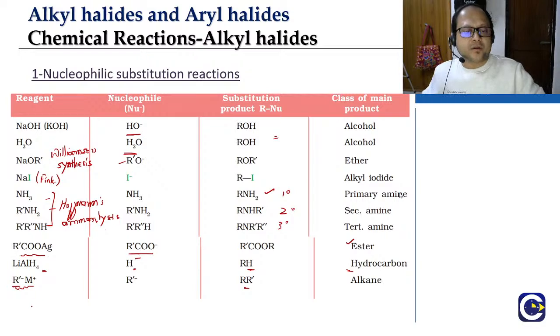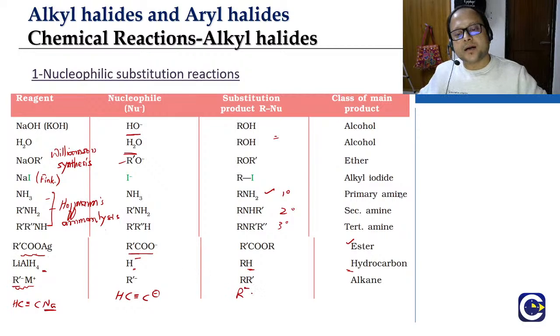Another one can be sodium acetylide. So if you remove this, you have got HC triple bond C, the acetylide anion, and you are going to get a higher alkyne. It's a step up reaction, you are getting alkyne. Why? Because you are adding 2 new carbons over here, right? So this is very helpful to us.